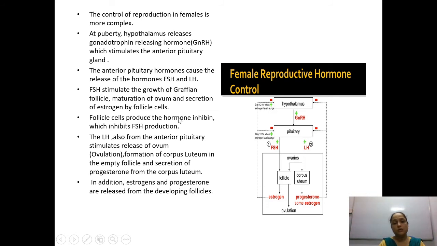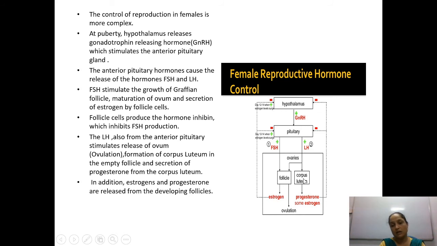Now follicle cells produce the hormone. These follicle cells are also going to secrete the hormone inhibin, which was there in the male also, and which inhibits follicle stimulating hormone production. Whenever it is required, how much it is required, it is going to be controlled with the help of the inhibin. The luteinizing hormone also from the anterior pituitary stimulates release of the ovum, that is ovulation. Now formation of corpus. See LH, here is the LH. Here LH is going to affect the process of the menstrual cycle also. So this LH from the anterior pituitary is going to stimulate the release of the ovum.